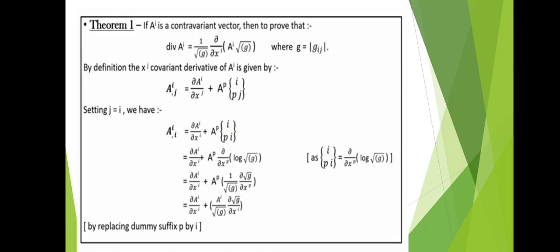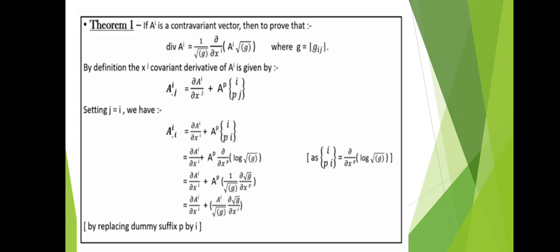Now we will solve it as del AI upon del xi plus Ap. We know that in place of I pi we write del xp log under root g, as we know that I pi is equal to del x to the power p log under root g. By solving this we get del AI upon del xi plus Ap bracket 1 upon under root g del under root g upon del xp. So by this we get the value.